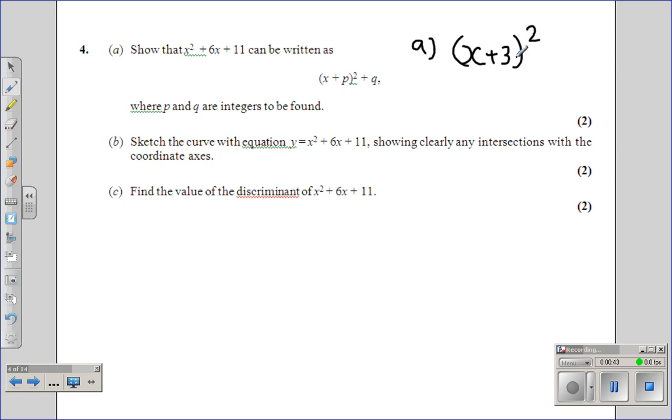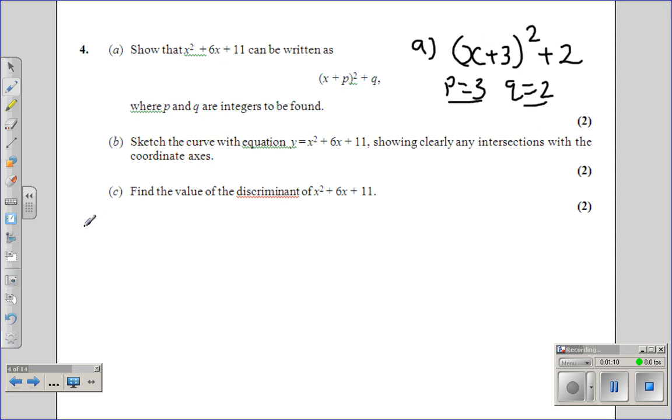You would get 9 when you multiply this out, and we want 11. So if it's 9, you just need to add 2. And that's it completed there. P will be 3, it's this number here. And q will be 2, this number here. And that's it. That's just completing the square. If you multiply that out, it would give you this. We'll probably have to use this next.